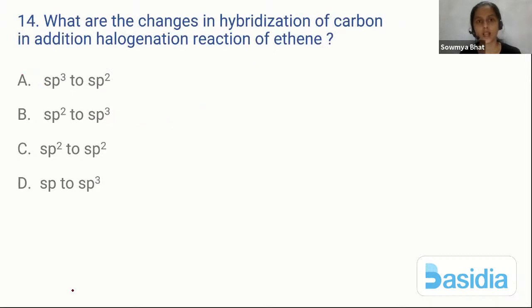What are the changes in the hybridization of carbon in the addition halogenation reaction of ethene? So what you have to do is take the ethene, that's CH2=CH2. There exists a double bond. Whenever there is a double bond, you should know that the carbon involved in this double bond is sp2 hybridized. So this is the starting material. Whenever you have sp2, just see the options which have sp2. That's sp2 to sp3 and sp2 to sp2, B and C.